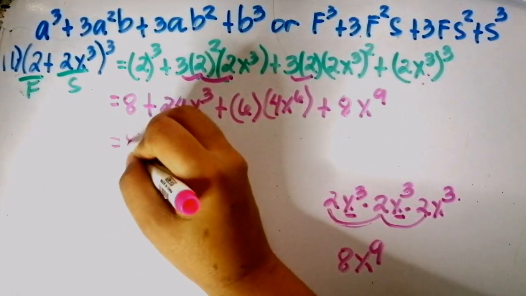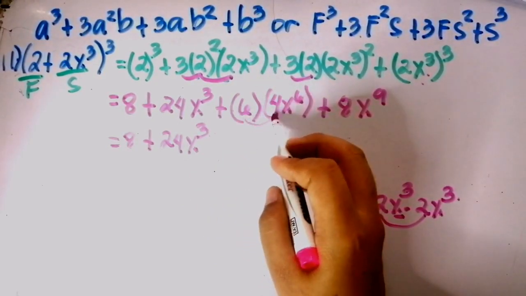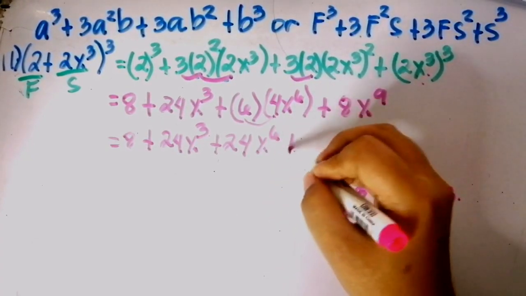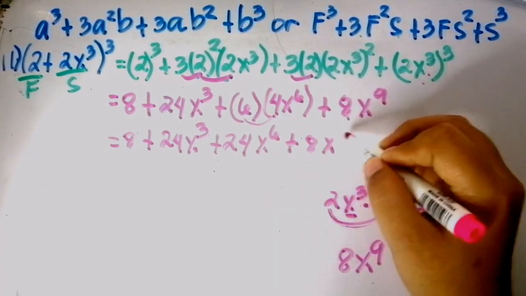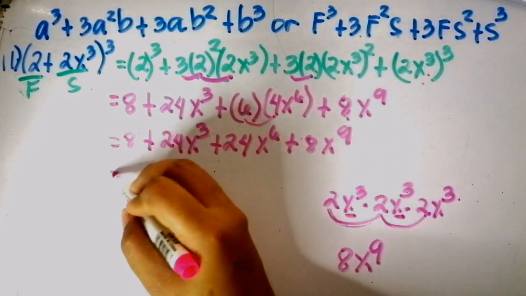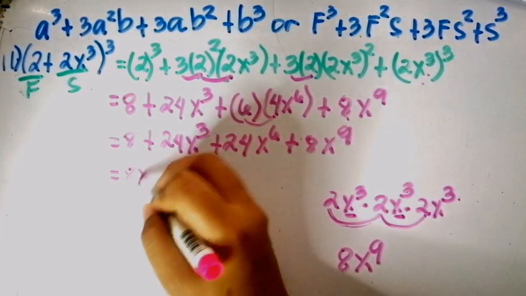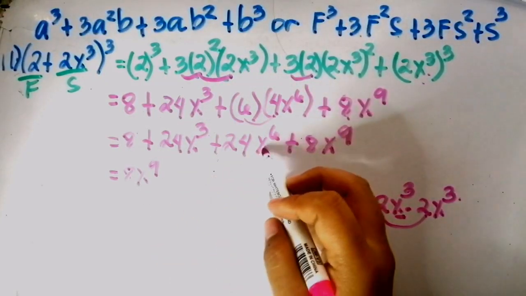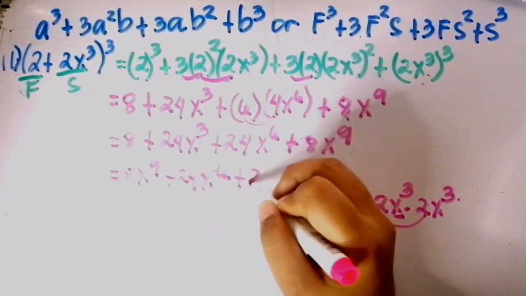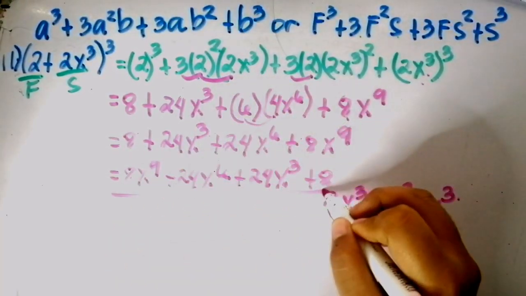So, that is 8 plus 24x cubed. 6 times 4 equals positive 24x raised to 6 plus 8x raised to 9. So, this is now the final answer. Pero, i-arrange natin siya. And that is, unahin natin yung may highest exponent, 8x raised to 9. Then, isunod natin ito, plus 24x raised to 6. Then, ito naman, plus 24x raised to 3 plus 8. So, this is now the final answer.